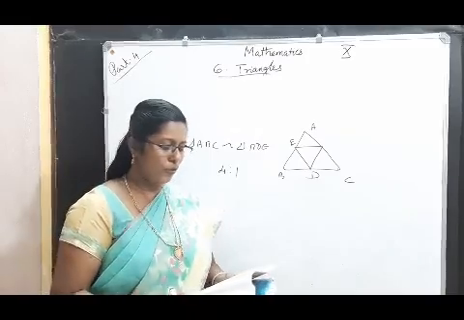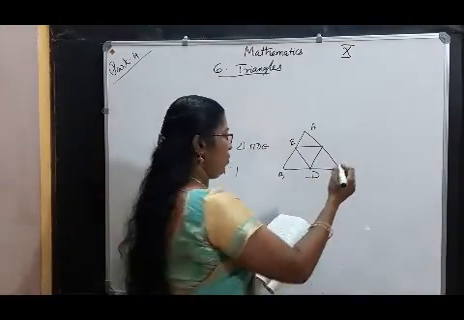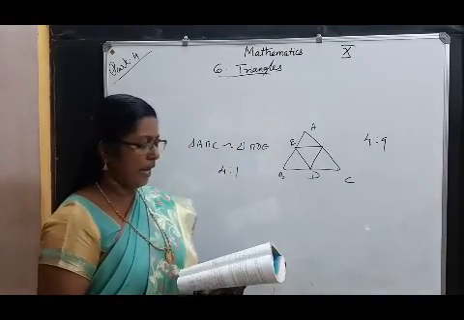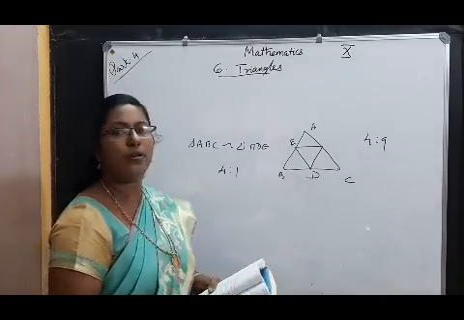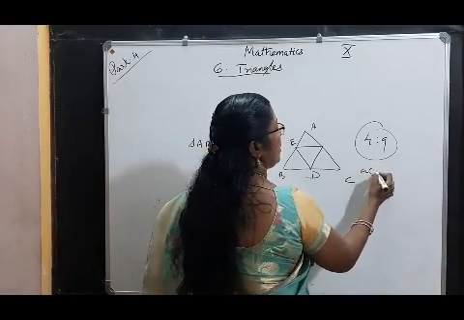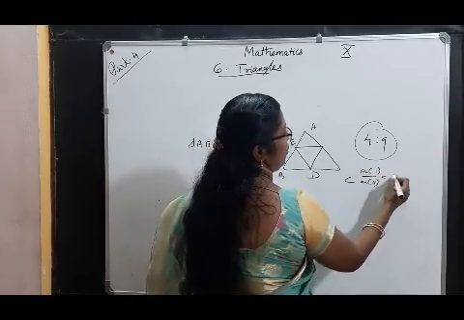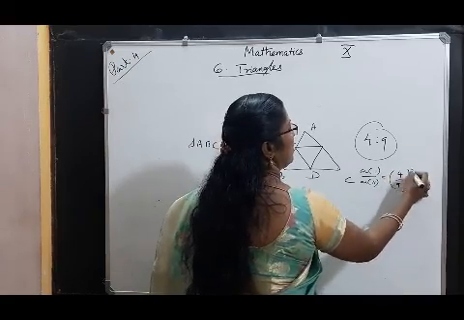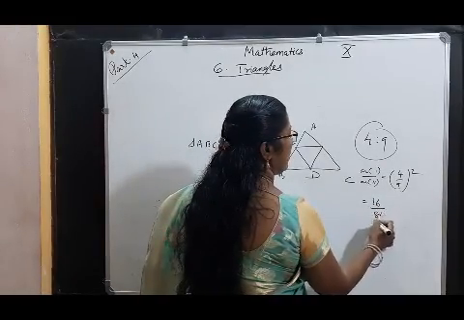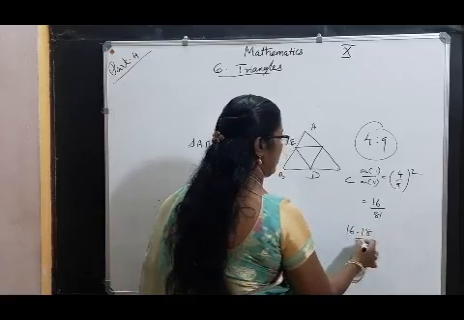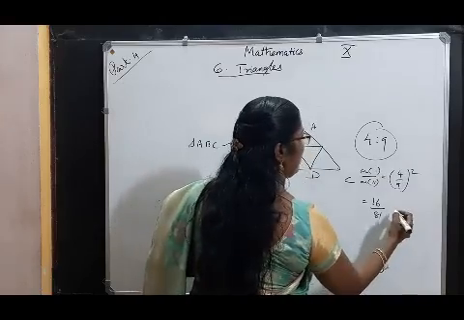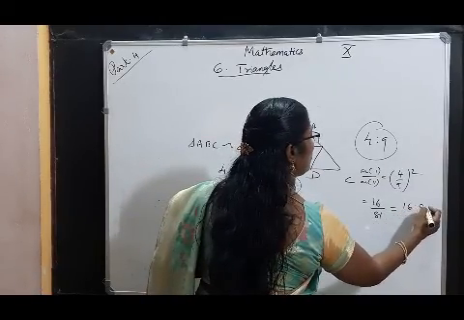The next one, the sides of two similar triangles are in the ratio 4:9. The areas of these triangles are in the ratio dash. How to write the areas? Area of the first triangle by area of the second triangle equals the square of the ratio of the corresponding sides. That is equal to 16 by 81, 16 is to 81.